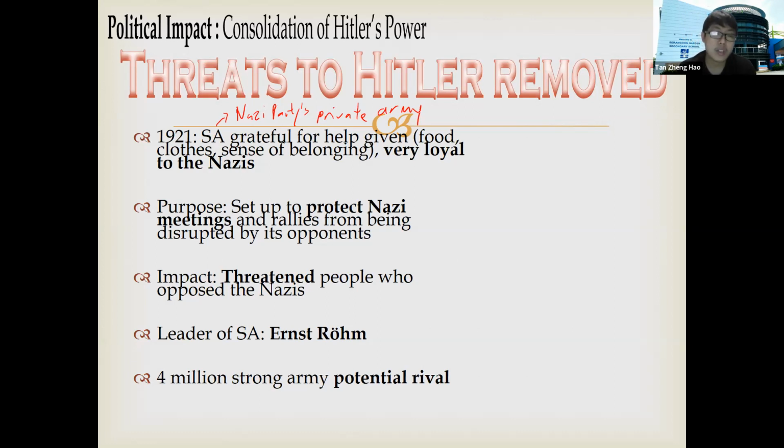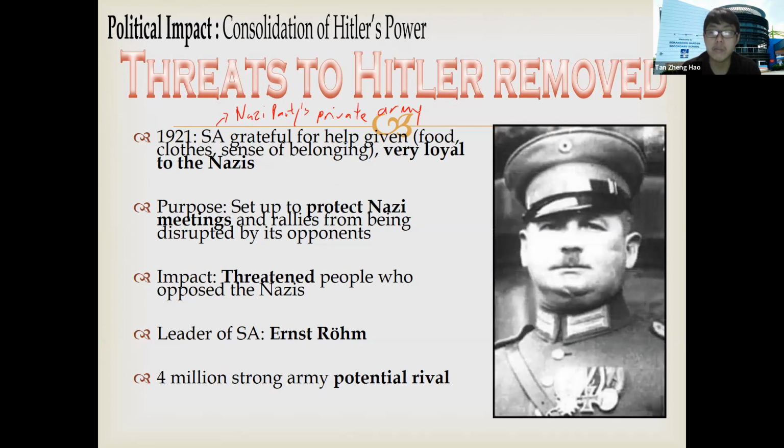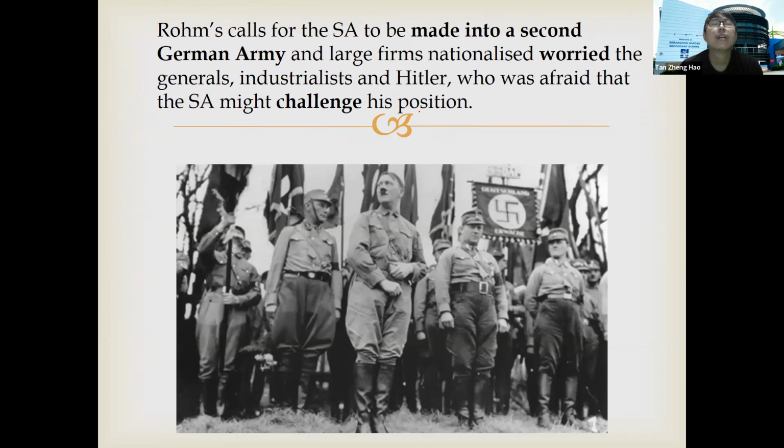And it was very strong. It was almost 4 million people strong. So it was a very powerful organization. And this is the leader, Ernst Röhm. Now Röhm called for the SA to be made into a second German army. Germany has its main army, and this is Hitler's Nazi Party army. He wanted it to be officially an army. And he wanted large firms, large companies, to be nationalized. Hitler was afraid that the SA was becoming too powerful.